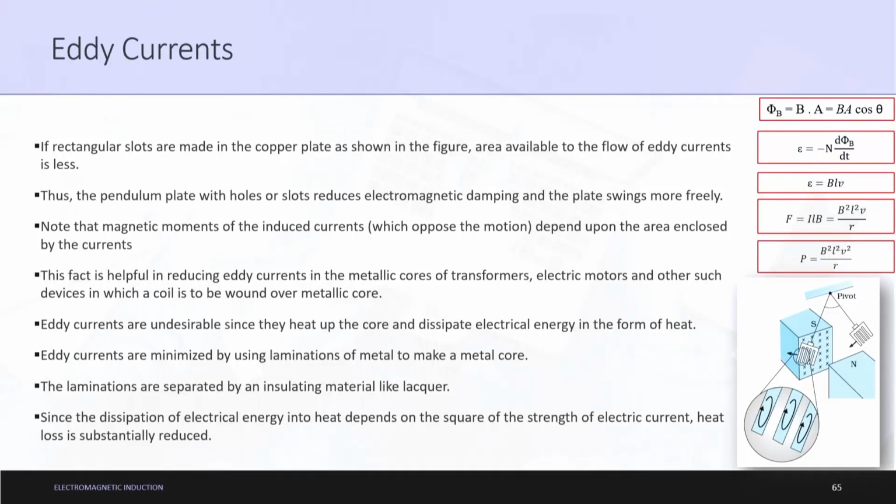and finally it comes to a stop. Moving on to the next concept, let me reiterate. If rectangular slots are made in the copper plate as shown in the figure, what do rectangular slots mean? The area of the plate is reduced by a little amount by making these grooves, by deleting this area. These things are nothing but rectangular slots.